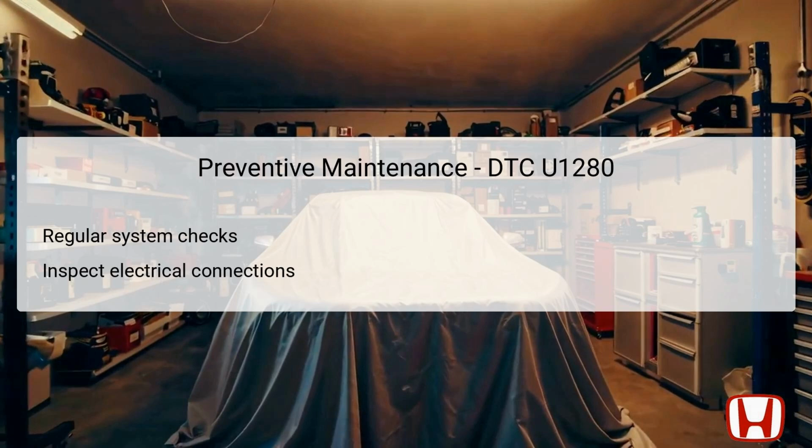Paying particular attention to electrical connections is crucial because loose or corroded terminals are often the source of communication errors. By identifying these issues early, corrective actions can be taken promptly, potentially saving time and expense in repairs down the road. A well-maintained vehicle is crucial in preventing these DTC occurrences, thereby enhancing reliability and longevity.